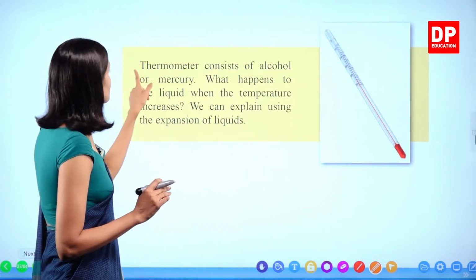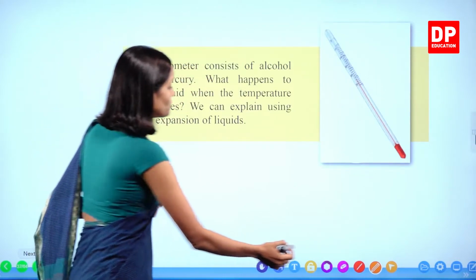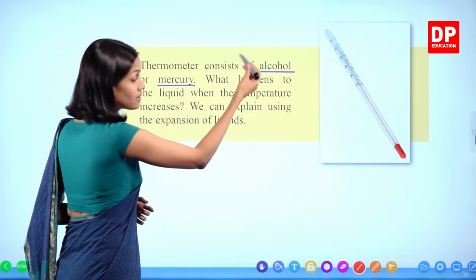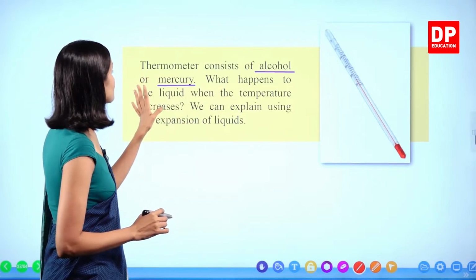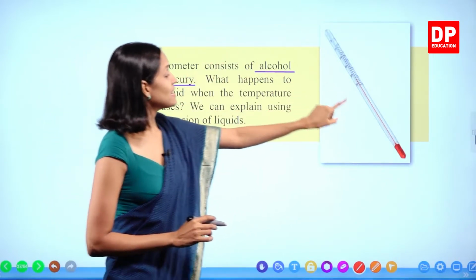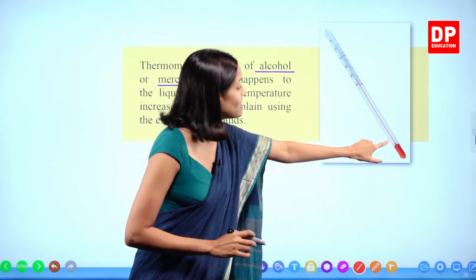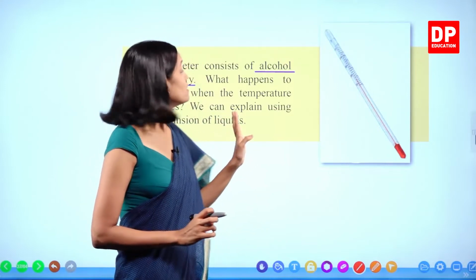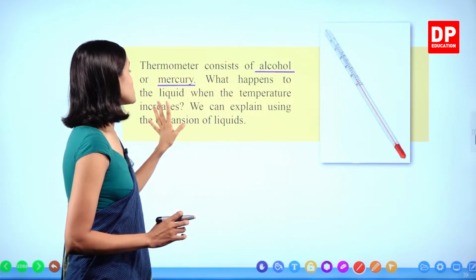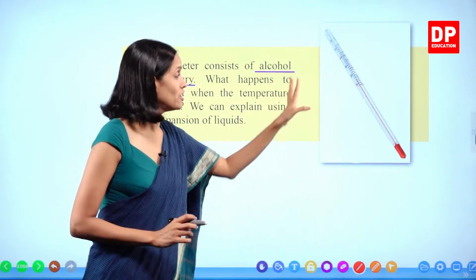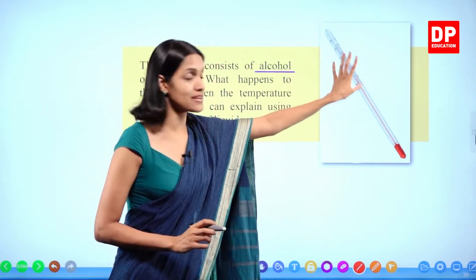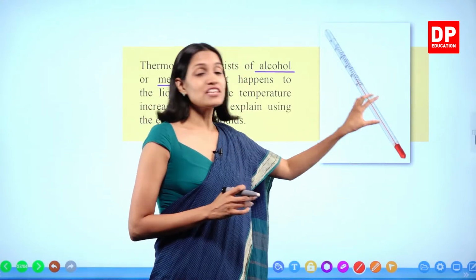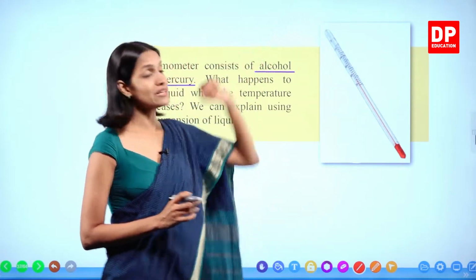Right, children? So a thermometer consists of alcohol or mercury. It should be colored alcohol, right? What happens to the liquid when the temperature increases? When the temperature increases, the liquid level increases inside the capillary tube, right? We can explain this using the expansion of liquids. I already explained what actually happens when we immerse this type of thermometer in a hot water beaker. The liquid inside the bulb expands and it goes up through the capillary tube.